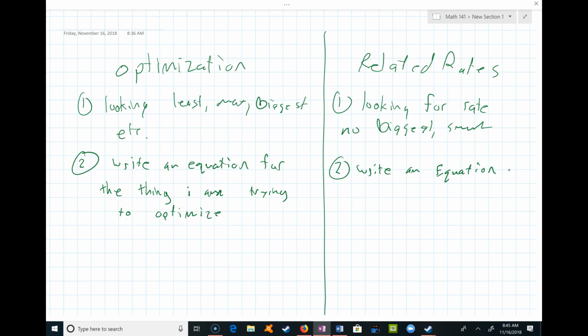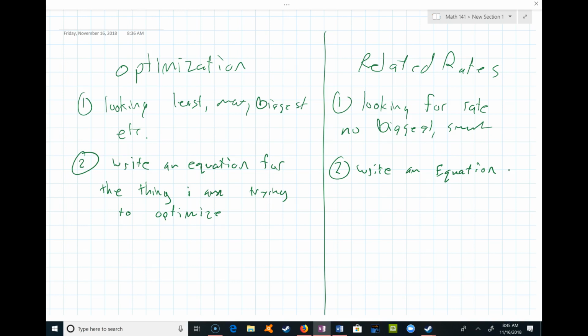Now, in optimization problems, there's only one equation I can write. I have to write an equation for the thing that I'm trying to make bigger or smaller, right? I don't have any choice. That's what it has to be. For related rates, I can write any equation I want as long as it relates the rate that I know to the rate that I don't know. And sometimes there may be more than one equation that'll do that.